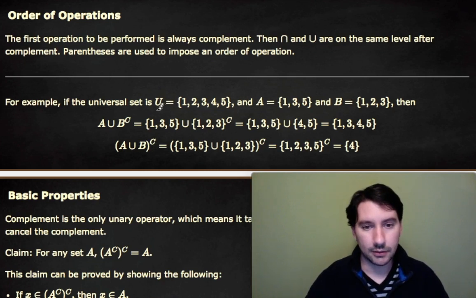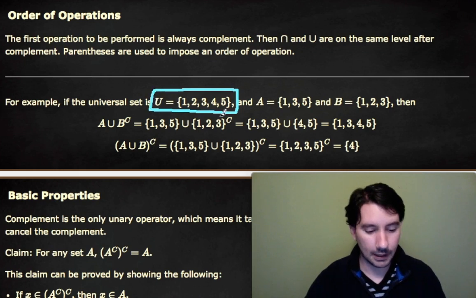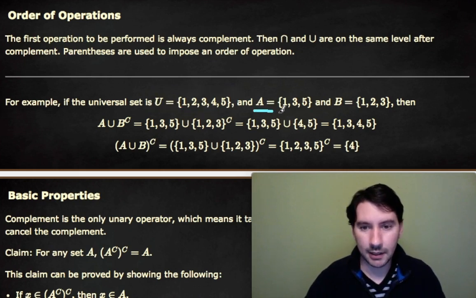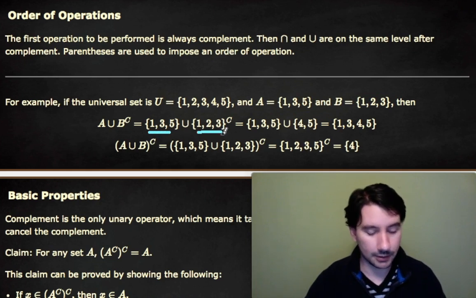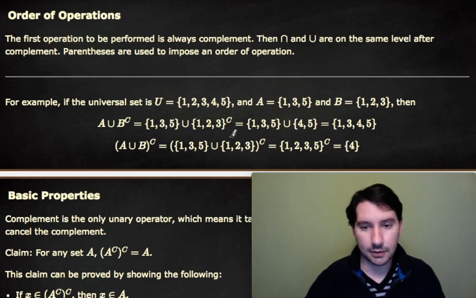We're going to take the universal set U to be 1, 2, 3, 4, 5. And we're going to have two sets. A is 1, 3, 5, and B is 1, 2, 3. So if I want to compute A union B complement, that would be 1, 3, 5, which is A, union 1, 2, 3 complement, which is B complement. By the order of operations, the complement is performed first. So we're going to take 1, 2, 3 complement and compute that, which gives us 4, 5.